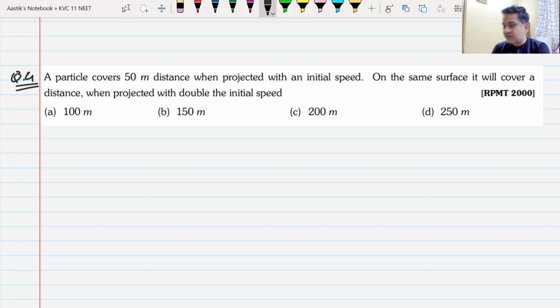Don't worry about writing the question. Don't spend your time in writing the question. Read the question and give me the answer. The angle of projection is kept the same, they have doubled the velocity.